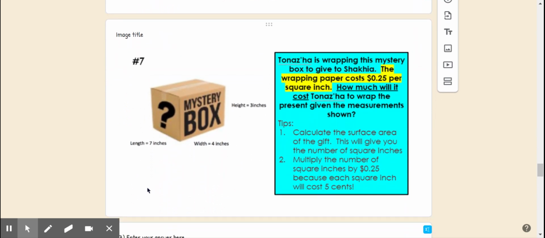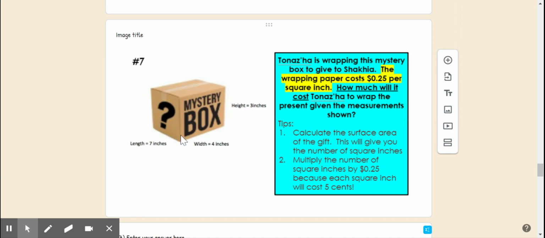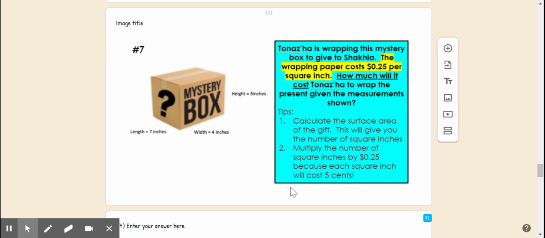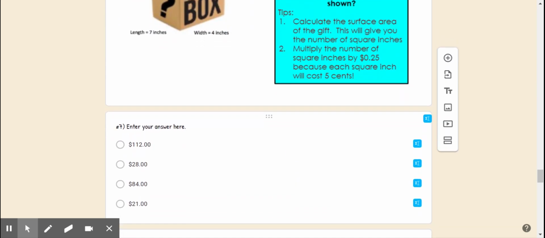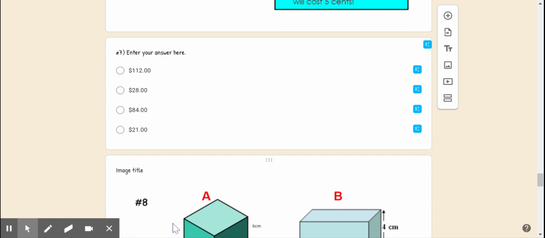Okay, question number 7, we have a multi-step problem. So I'm going to read it and explain. Tanasia's wrapping this mystery box to give to Shakaya. The wrapping paper costs 25 cents per square inch. How much will it cost Tanasia to wrap the present given the measurements shown? Step 1, calculate the surface area of this box. This will give you the number of square inches. Step 2, multiply the number of square inches that you get for surface area by 25 cents or 0.25, because each square inch will cost, that should say 25 cents. That was a typo. Okay, so select your answer from the answer choices shown.